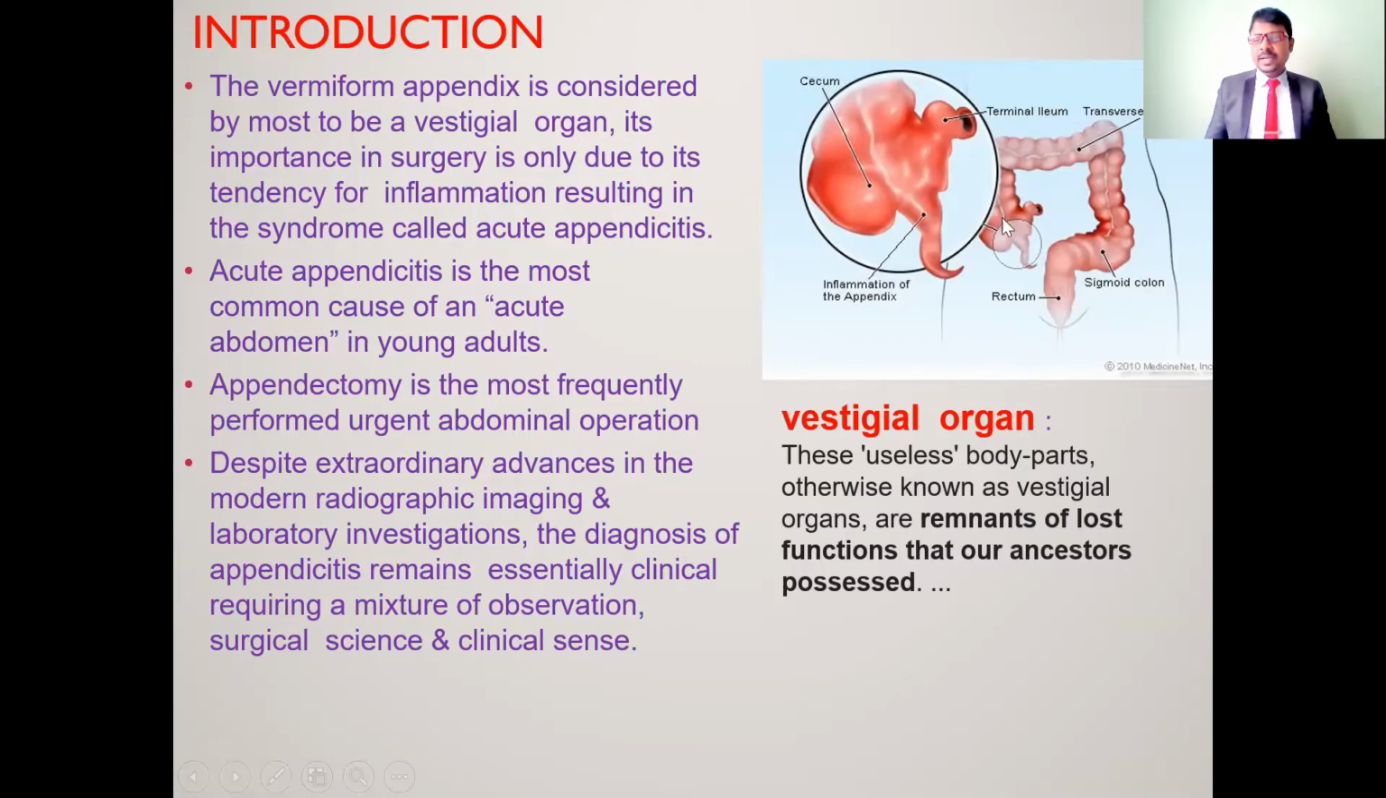So this is the large intestine. At the ascending colon, where the small intestine attaches to the large intestine, there is a small, finger-like projection. This is the location of the appendix.